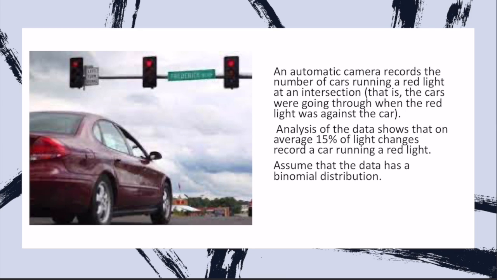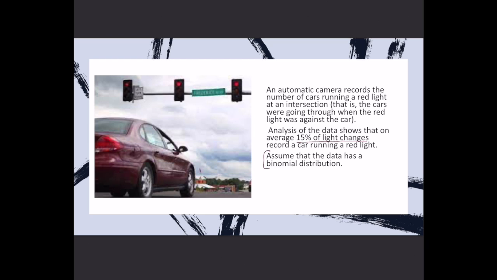Now for our example, like I said, we're going to use cars, and the problem is an automatic camera records the number of cars running a red light at an intersection. And analysis of the data shows that on average, 15% of light changes record a car running a red light. And we're assuming that the data has a binomial distribution. So this is the problem setup.